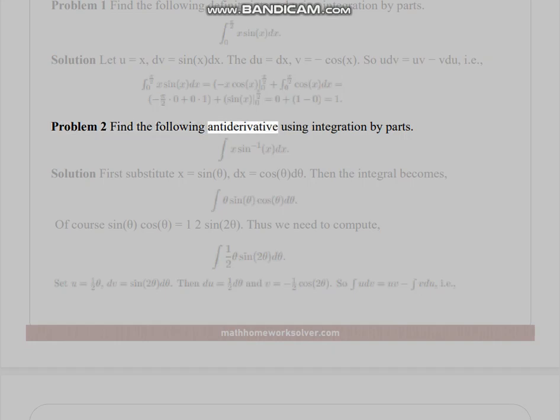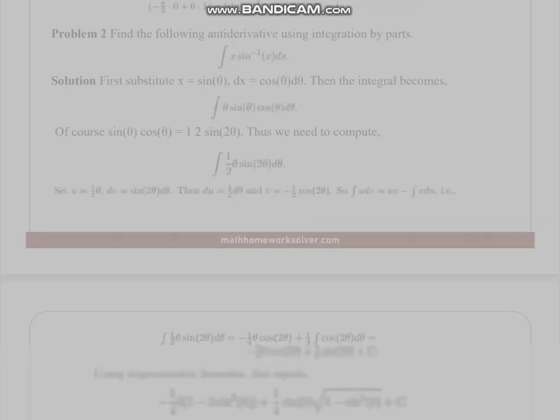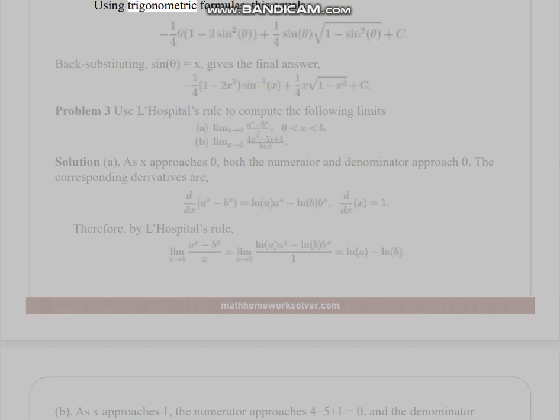Problem 2. Find the following antiderivative using integration by parts. Solution: first substitute x equals sin theta, dx equals cos theta d theta. Then the integral becomes the integral of sin theta cos theta, which equals one half sin 2 theta. Thus we need to compute. Using trigonometric formulas, this equals, back substituting sin theta equals x, gives the final answer.